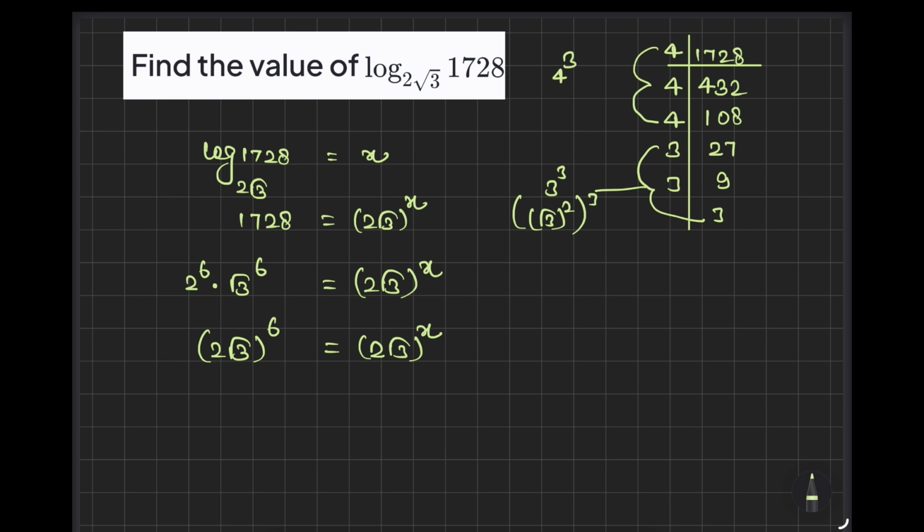So now can I, guys, compare the powers? x equals 6. Therefore the value of this log is nothing but 6. I hope the idea is clear and you guys can handle similar situations.